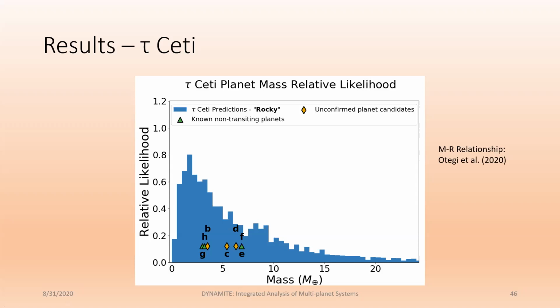We tested a dual power law mass radius relationship that separates these 2 populations in the transition region. Here, we show the results if all of the known planets and candidates in the system were rocky. The predictions show that any additional planets would also very likely be rocky.